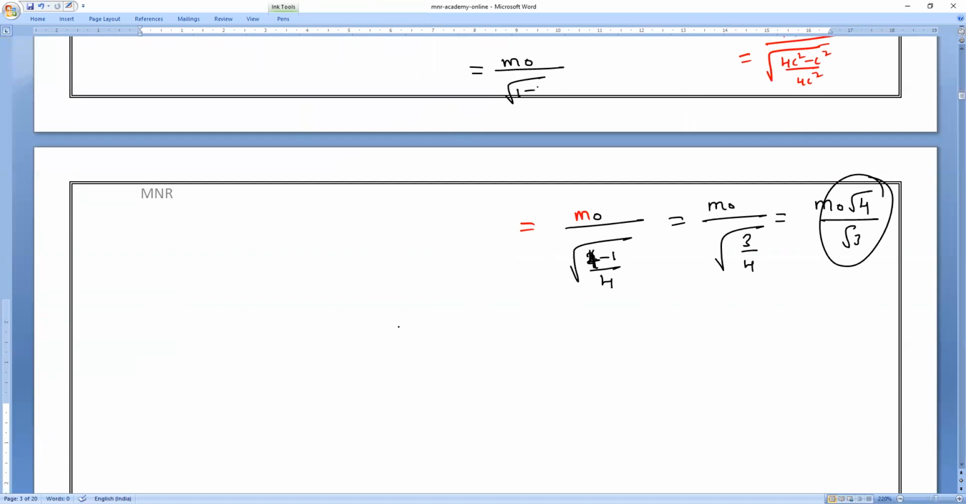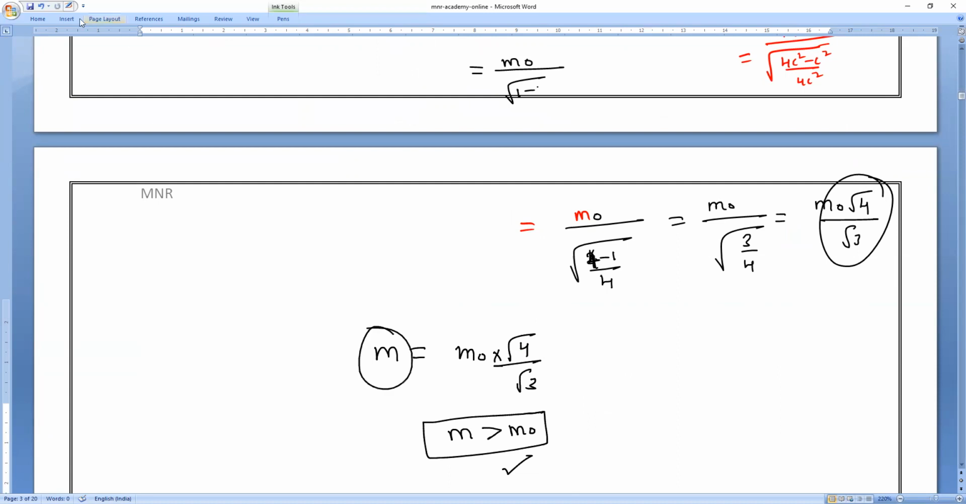Now if you notice, this is not M. So small m is equal to M naught into root 4 by root 3. So definitely the actual mass m is greater than M naught or less than M naught? Definitely it is greater than M naught. Why? M naught into root 4 by root 3 only will give you m. Am I right or wrong? So m is greater than M naught.